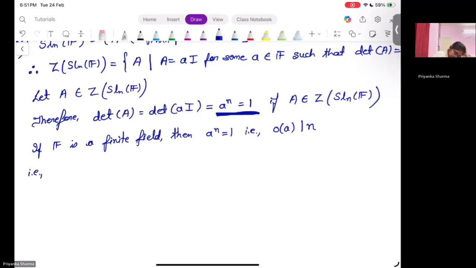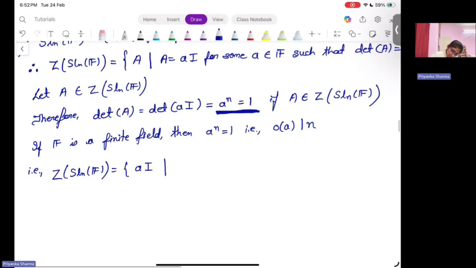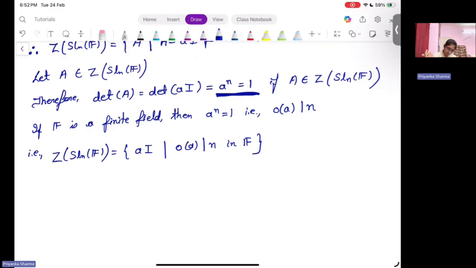That is Z(SL_n(F)). This is the collection of aI such that order of a divides n in F. It means we need to find the number of positive divisors of n if we want to find the order of the center of this special linear group. So Euler's phi function will work for us.